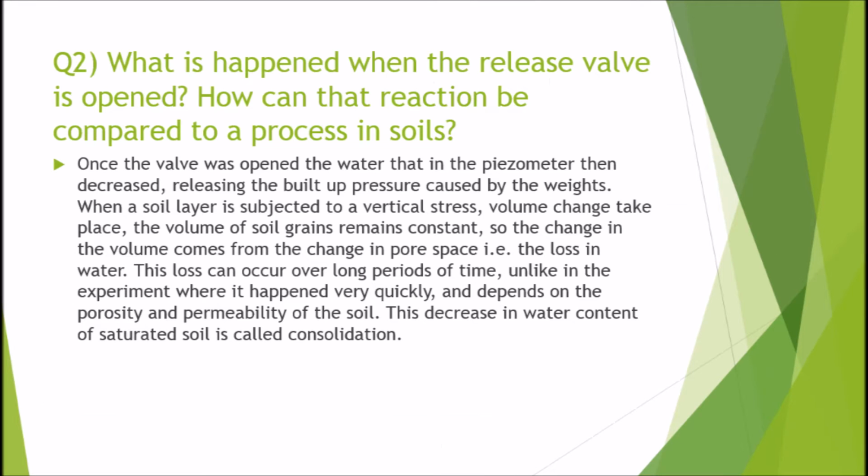Once the valve was opened, the water in the piezometer tube decreased, releasing the built-up pressure caused by the weights. This occurred because when a soil layer is subjected to a vertical stress, volume change takes place. However, the volume of soil grains remains constant, so the change in volume must come from the change in pore space, i.e. the loss in water. This loss can occur over long periods of time, unlike in the experiment where it happened very quickly, and depends on the porosity and permeability of the soil. This decrease in water content in a saturated soil is called consolidation.